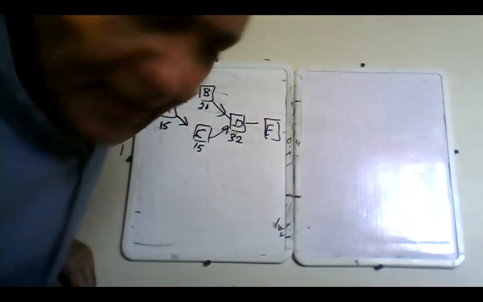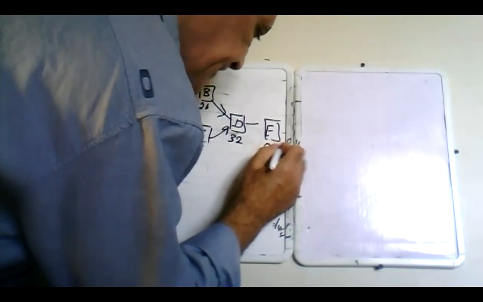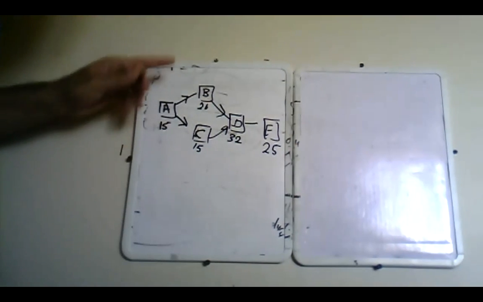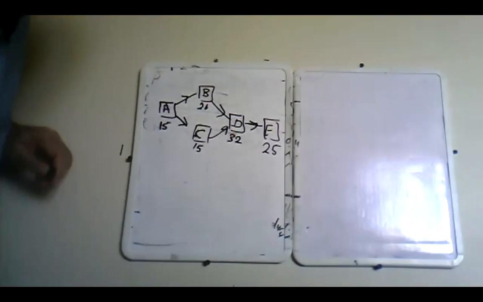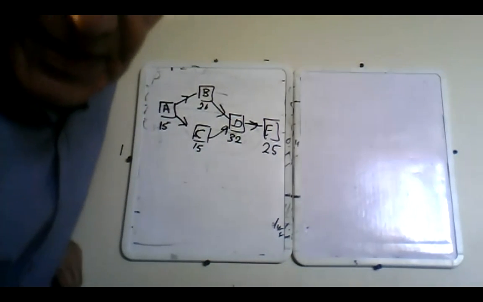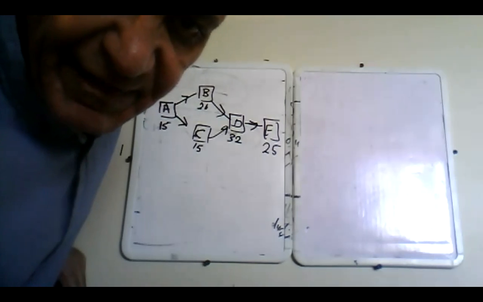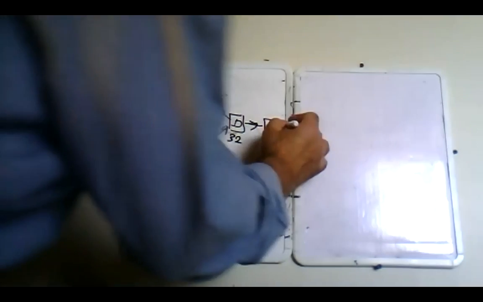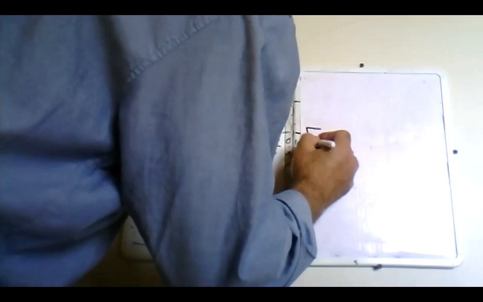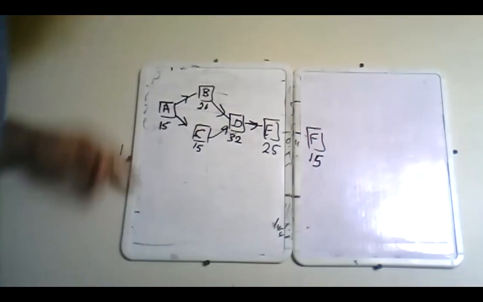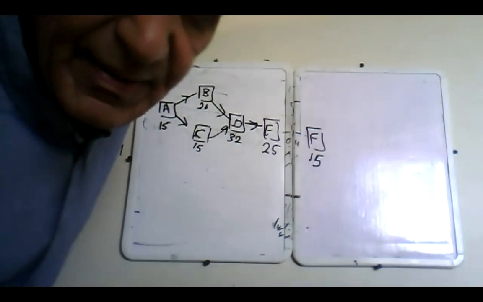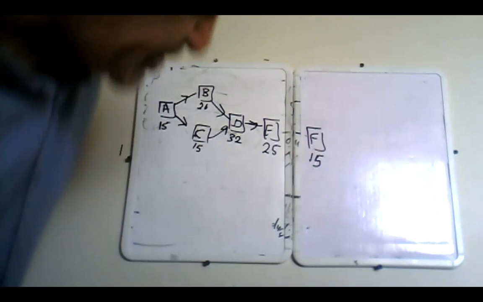Stage E is 25 seconds, exceeded by stage D. Then it comes from stage D like this. Then after that I have stage F, 15 seconds. Here is F. 15 seconds, exceeded by stage E.